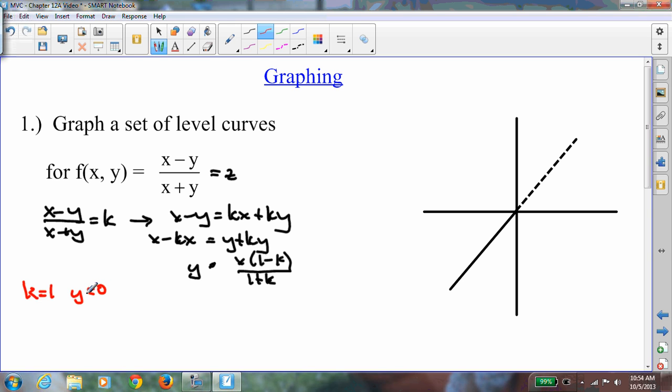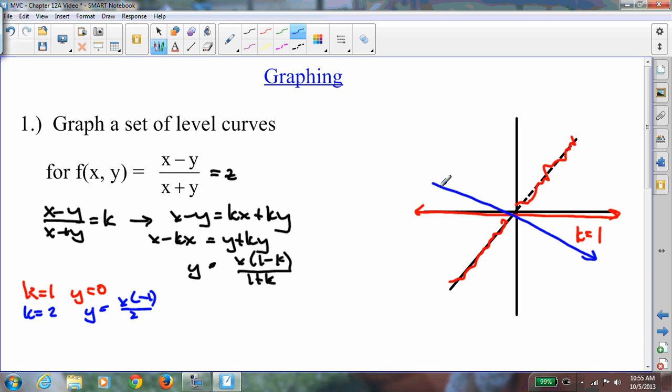So then graphically, what we want to do is basically graph a line y equals 0, and say that is when k equals 1. Now, if k equals 2, we're going to graph the line y equals x times negative 1 over 2. So we're going to graph the line y equals negative 1 half x. And so if I graph the line y equals negative 1 half x, it's going to look like this. And label that as k equals 2.